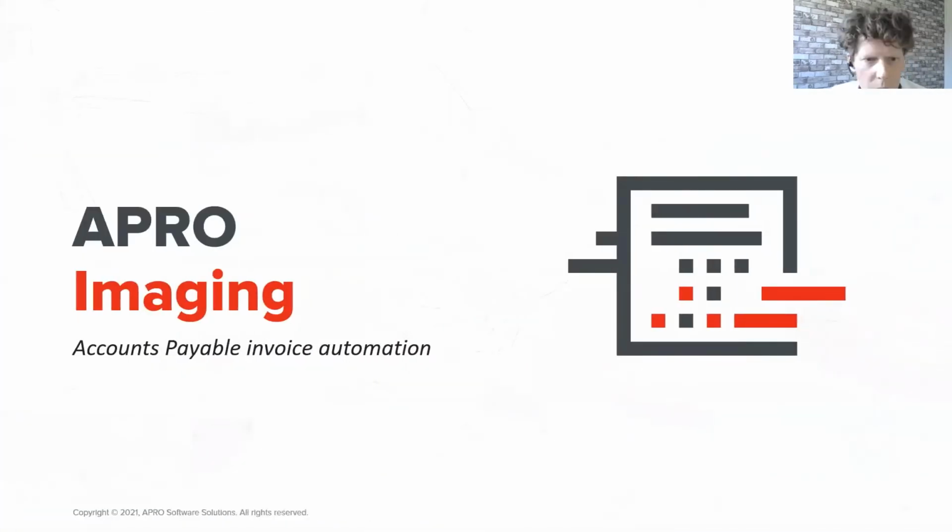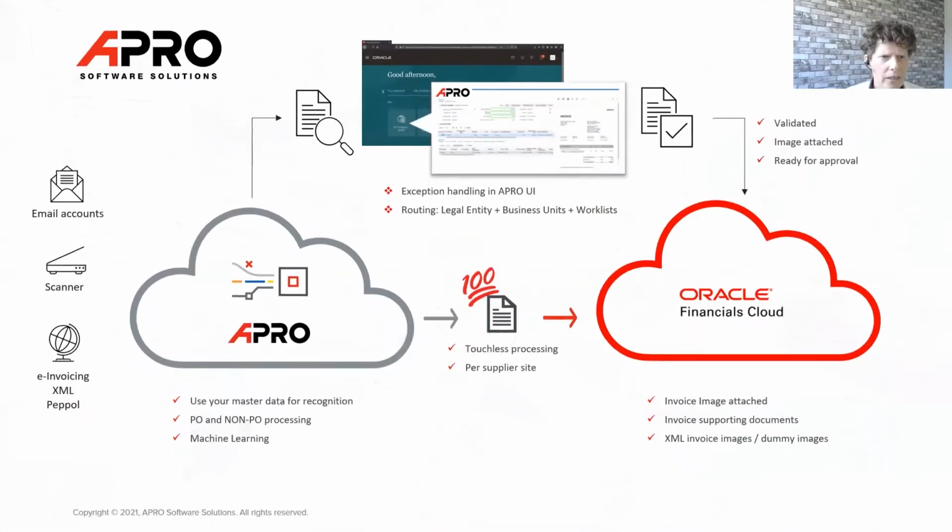Okay, now we move over to APRO Imaging, the solution for accounts payable invoice automation. Basically, I can explain the application with just one single slide. We can pick up invoices from different sources. That can be an email account, one or multiple email accounts. If you still receive traditional invoices like paper invoices by traditional mail, you can scan them, store them on a location, and then APRO can pick them up from that location.